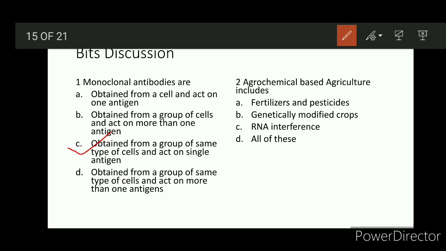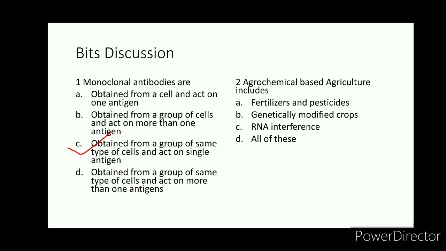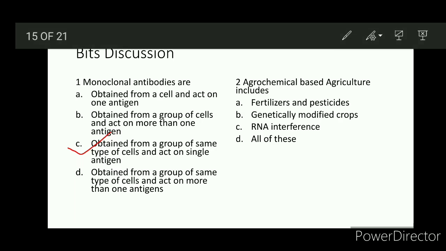Agrochemical based agriculture includes: option A, fertilizers and pesticides; option B, genetically modified crops; option C, RNA interference; and option D, all of these. Agrochemical based agriculture includes fertilizers and pesticides, while genetically modified organisms are included in genetically engineered crop based agriculture. So option B is wrong.